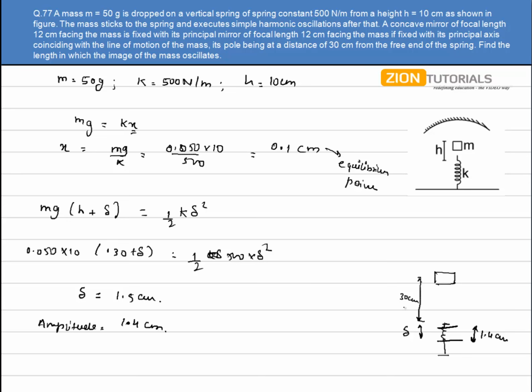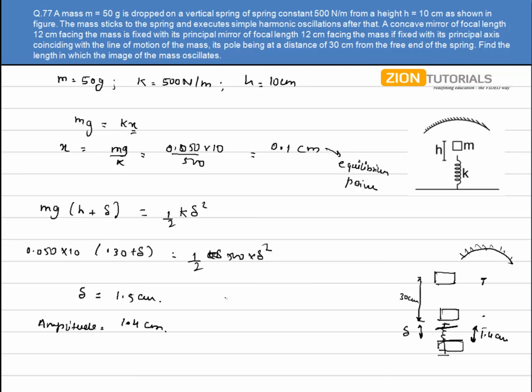Alright, so object, that is a mass, will go like up to this point and vibrate like this. That is 1.4 below the mean point and 1.4 above the mean point. And the mean point is at a distance of 30.1 centimeter from the pole. Alright, let's say this is my pole. So this distance is given to me as 30.1, that is the mean distance.